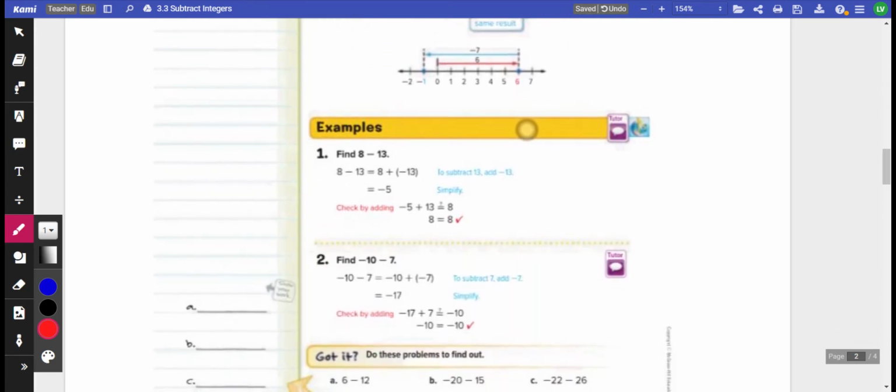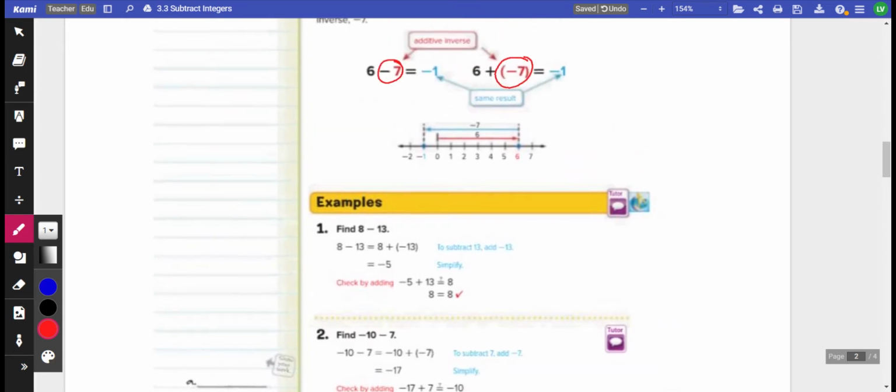So let's try some examples. We're going to do 8 minus 13. Well, I'm going to change that to an addition problem. So number 1, change my color. 8 minus 13 becomes 8 plus -13, because I added the opposite. I made that into a -13. Well, 8 plus -13 gives me an answer of -5.